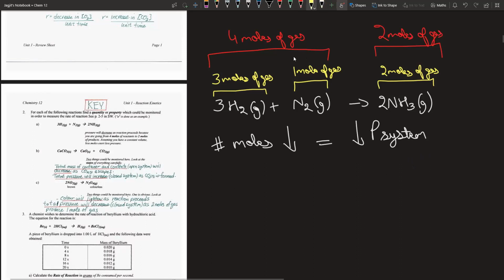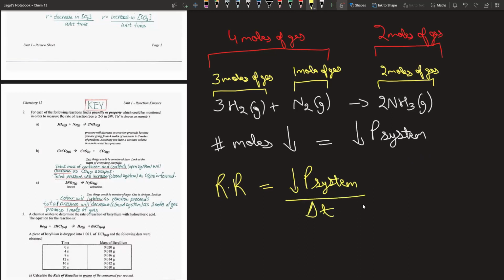So how will you measure the reaction rate? You're going to say, I can measure the reaction rate as decrease in pressure of the whole system over change in time. But there is one condition that needs to be true. Your system needs to be a closed system. It's very important that you write this. If you ever want to measure pressure, it needs to be a closed system.